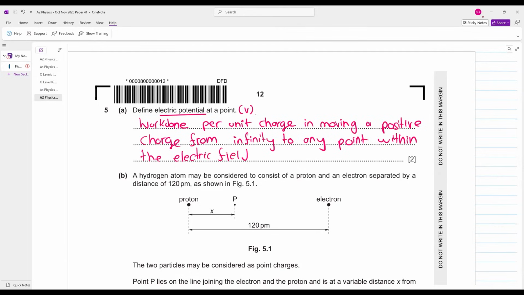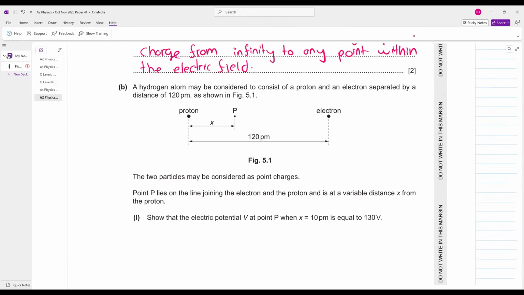Let's further move ahead. A hydrogen atom may be considered to consist of a proton and an electron separated by a distance of 120 picometers. अच्छा जी, प्रोटॉन और इलेक्ट्रॉन कितने डिस्टेंस से सेपरेटेड है? 120 पिकोमीटर. This pico is equals to what? 10 raised to the power of minus 12. ठीक हो गया. The two particles may be considered as point charges.